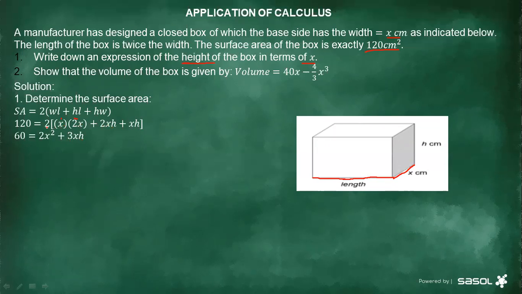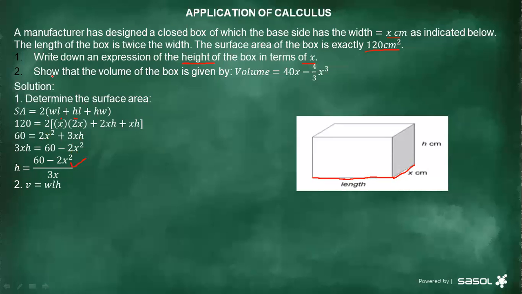Now what happened with these two outside? We divide both sides by it, and then when you say 120 divided by 2, it will give you 60 there. This is what we're having. Now we want to make h the subject, so we're going to be transposing this 2x squared to this side, hence you see negative 2x squared there. Then we divide both sides by 3x. Then that's what we're having. So that is the first one.